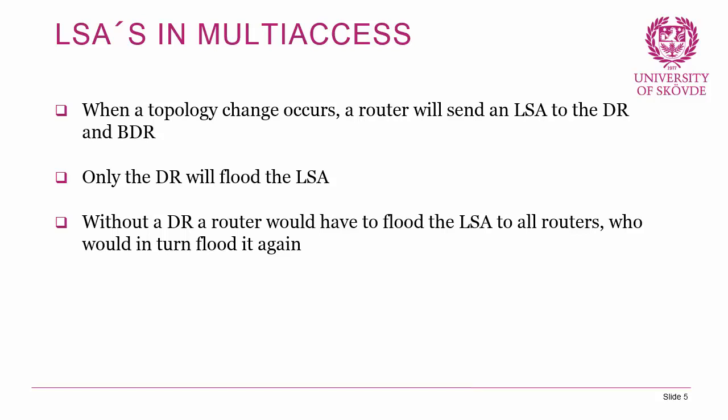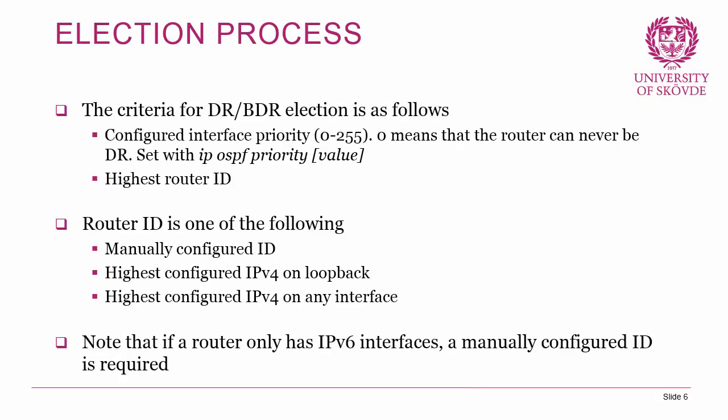So let's look at how we elect the designated router and the backup designated router. The criteria are as follows. The first criterion is the configured priority. The configured priority is a value that is set on the interface level with the command ip ospf priority, with a value between 0 and 255. Highest wins, and priority 0 means that a router can never be a designated router, and priority 1 is the default.